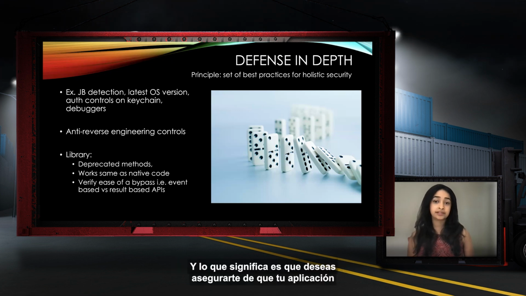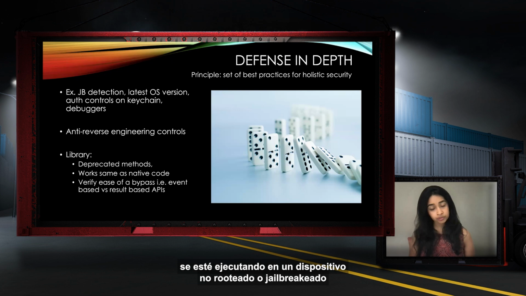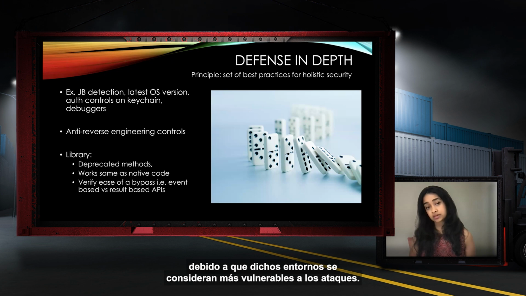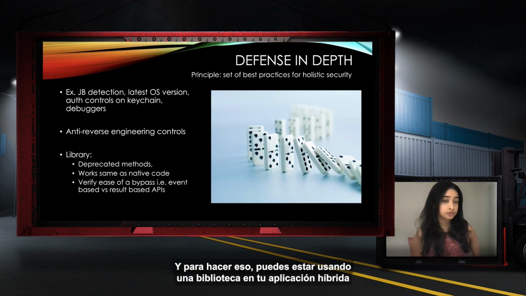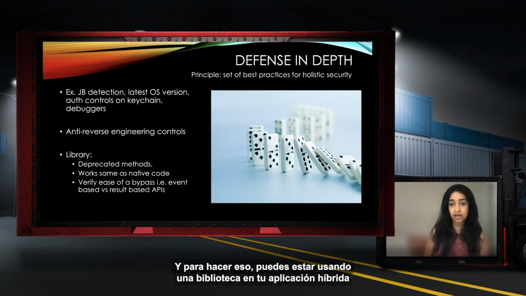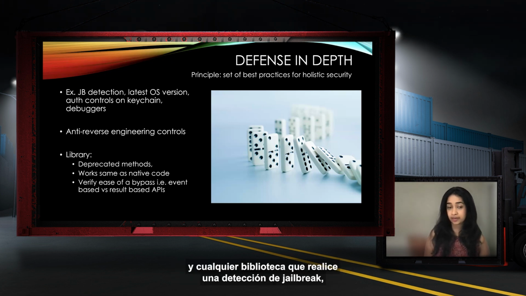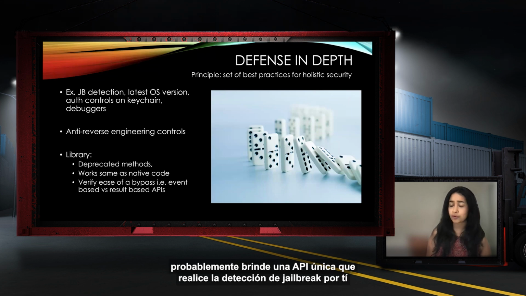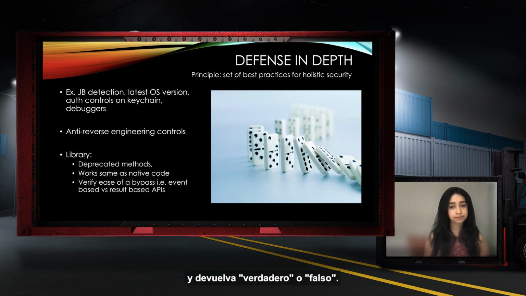And what it means is that you want to ensure your application is running in a non-rooted and non-jailbroken device, because such environments are considered to be more vulnerable to attacks. And to do that, you may be using a library in your hybrid app, and any library that performs jailbreak detection most probably gives you a single API that does the jailbreak detection for you and returns true or false.